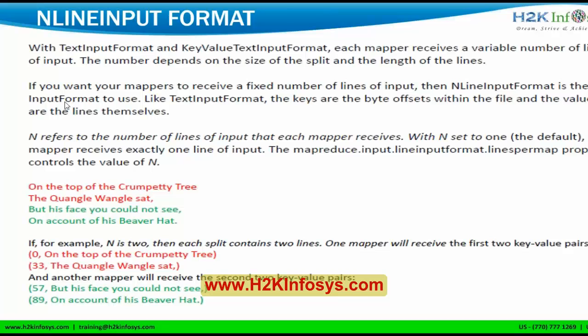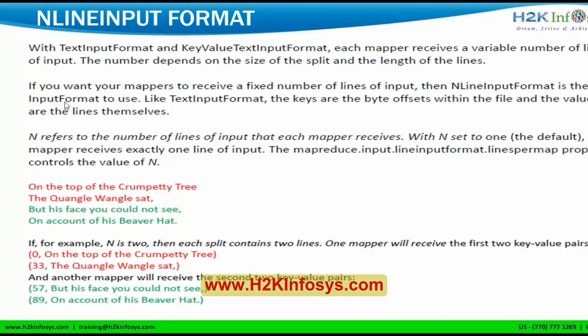So if you take this same example, N refers to the number of lines of input that each mapper receives. With N set to 1, the default, only one record will be processed through my mapper. So with N set as 1, each mapper receives exactly one line of input. The mapreduce.input.lineinputformat.linespermap property controls this value of N. So again I can have some control on this value, where I can give it in my configuration directories.